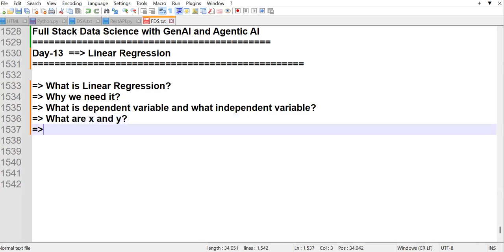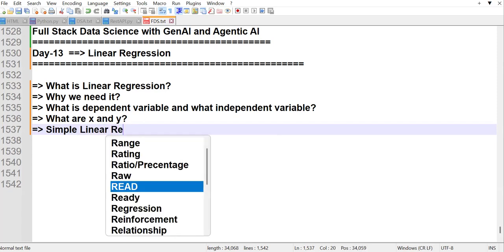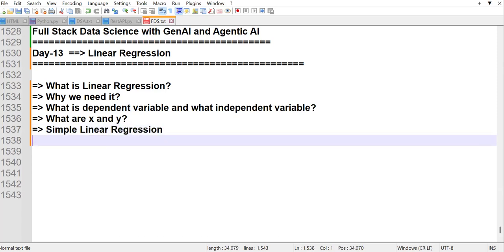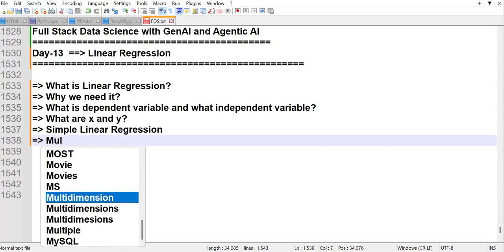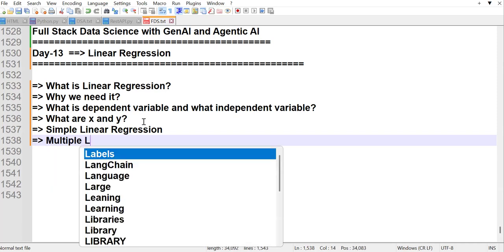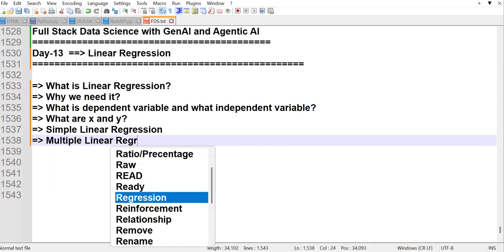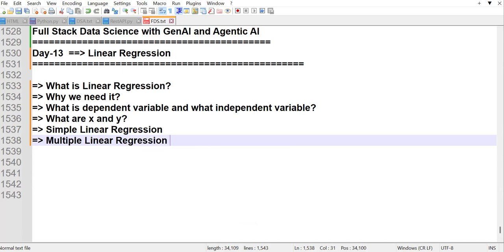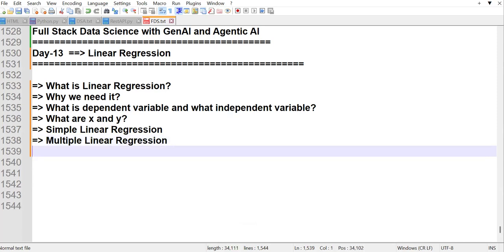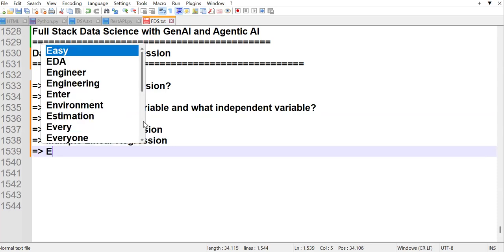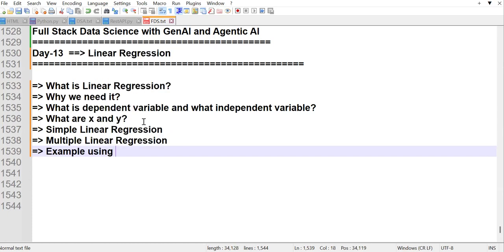Next we will understand simple linear regression, and after that we will understand multiple linear regression, correct? And after that we will see one example, which is an example using the family concept.